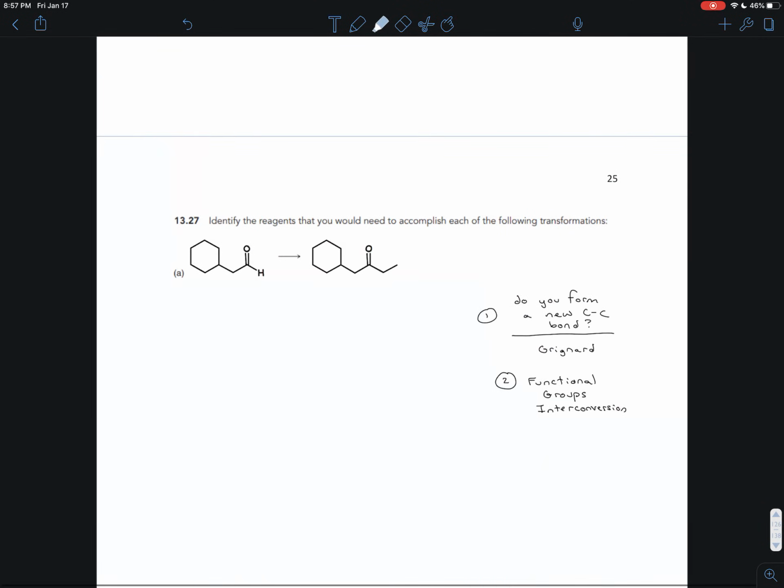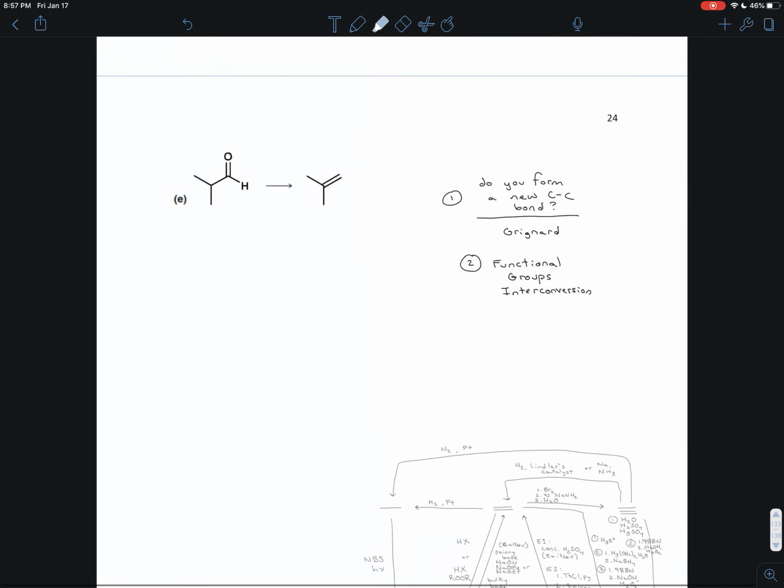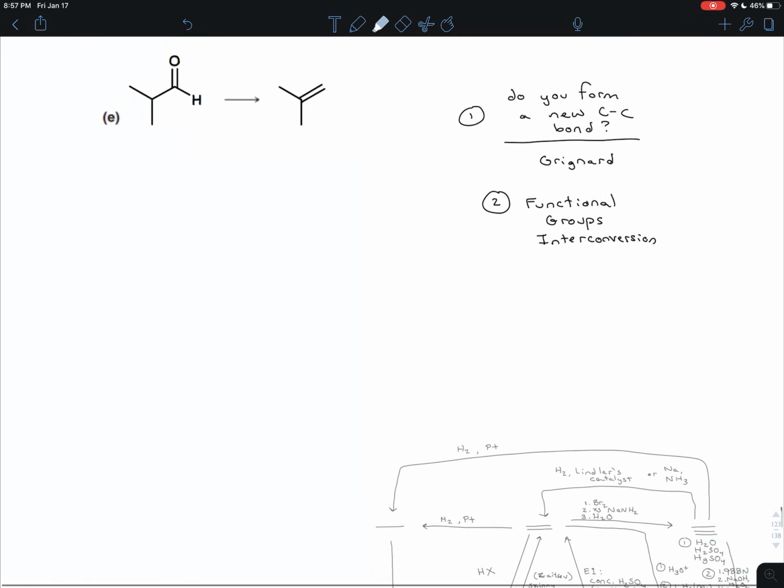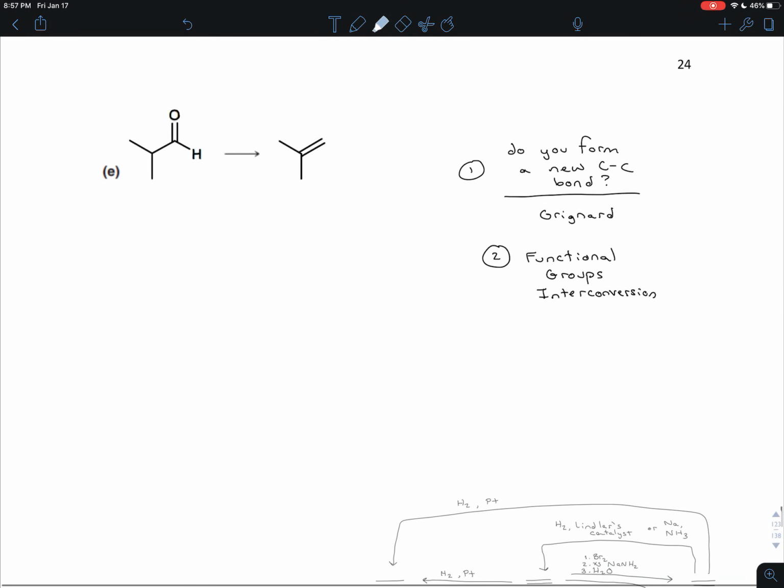Okay, E, and then we have F, and then that's it for this exercise. So first E. Okay, first question, do you form a new carbon-to-carbon bond? Let's look at the number of carbons. We have 1, 2, 3, 4 in the reactants. In the products, 1, 2, 3, 4. So the number of carbons doesn't change. That means you don't make a new carbon-to-carbon bond. If you make a new carbon-to-carbon bond, the number of carbons would change. So it doesn't, so we don't do that.